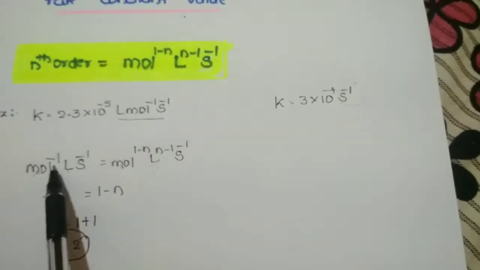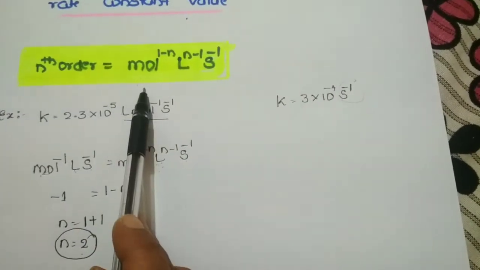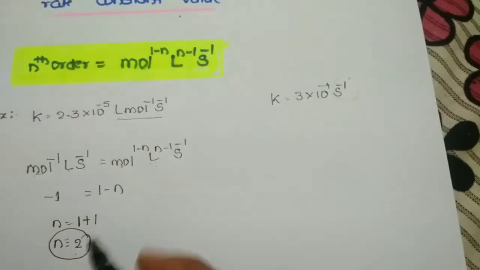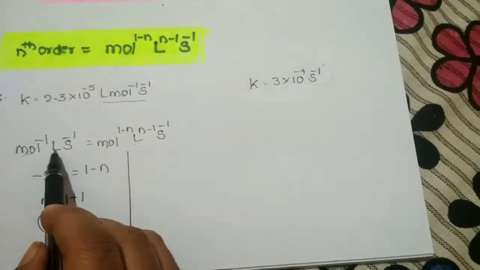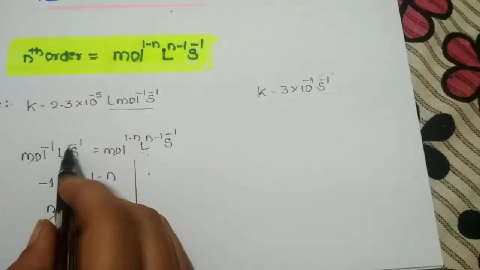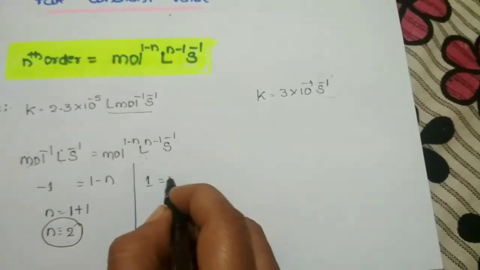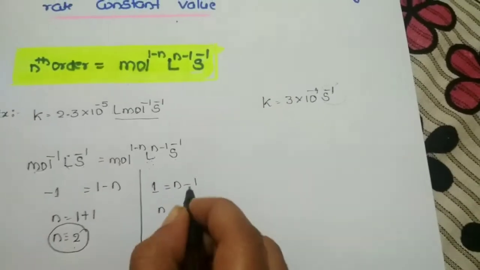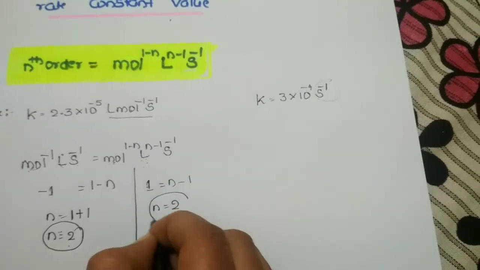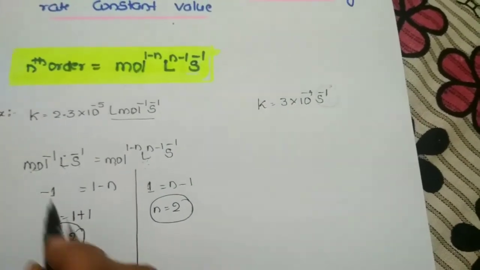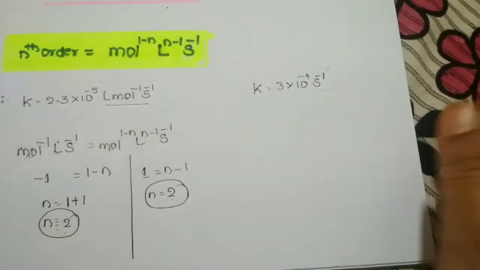So this is the unit for the second order reaction. If you remember this general formula, then you can answer it very easily. The same thing I'm going to solve by equating the liter. At LHS, for liter, nothing is written, which means power 1, is equal to n minus 1. So n equals 1 plus 1, which again gives 2. So you can equate either liter or mole to get the order of a reaction. This is a simple way.